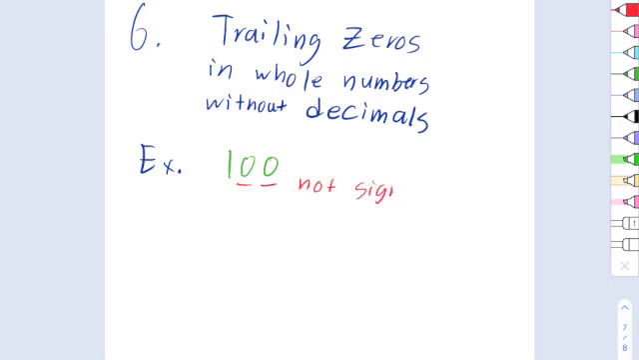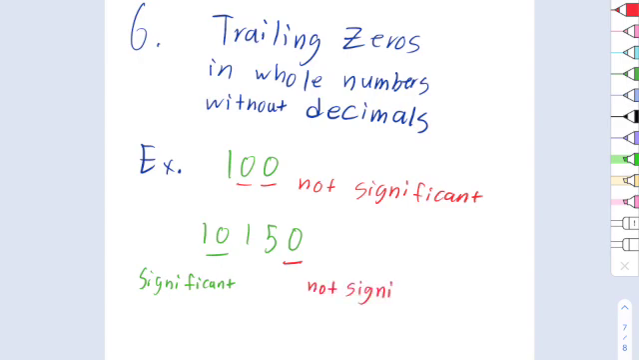Then how about 10,150? Well, the first 0 is significant because it's sandwiched between 2 non-zero numbers. The second 0, however, is not significant because that is a trailing 0 in whole numbers but without decimals. So there will be 4 significant figures in total, although you see 5 digits.